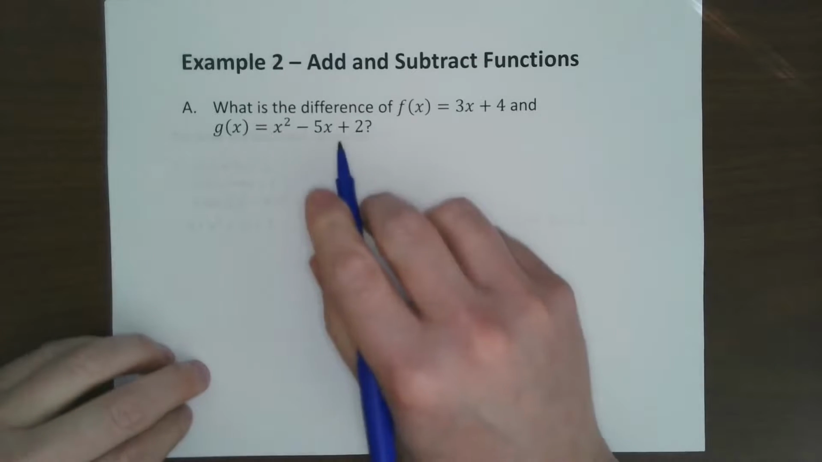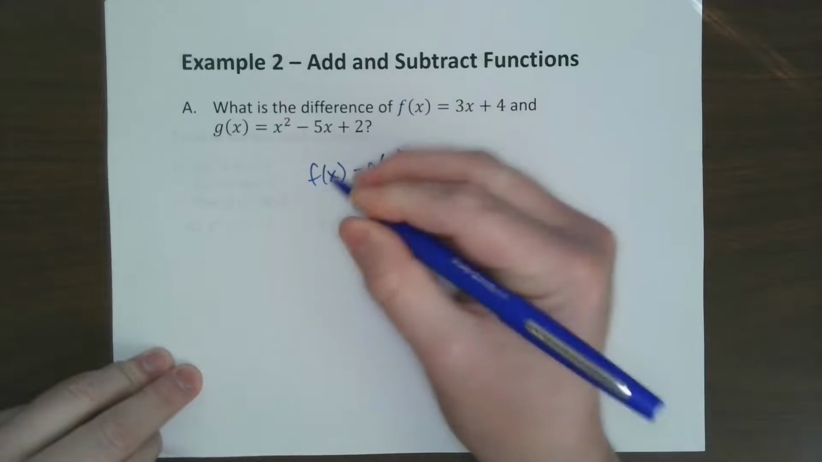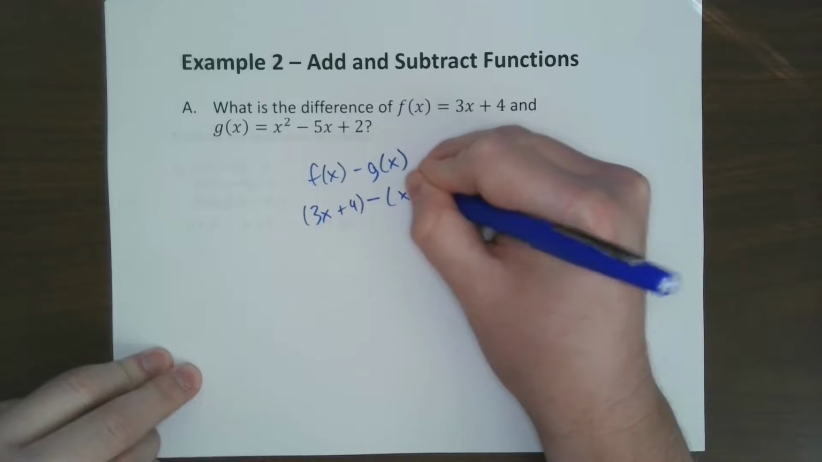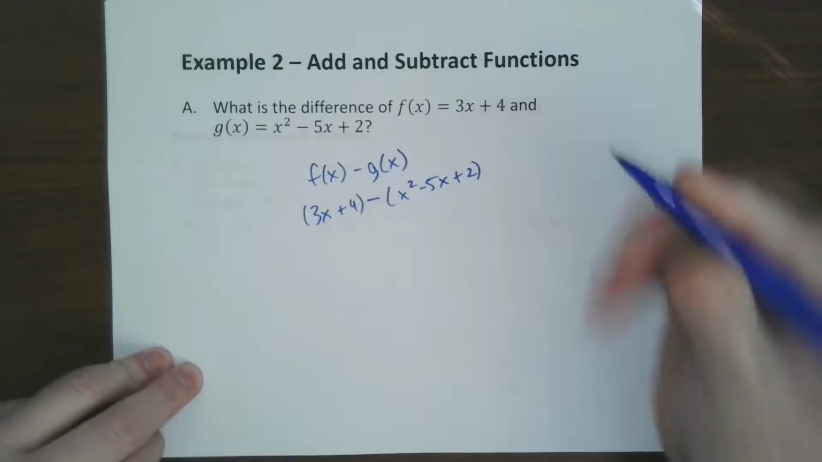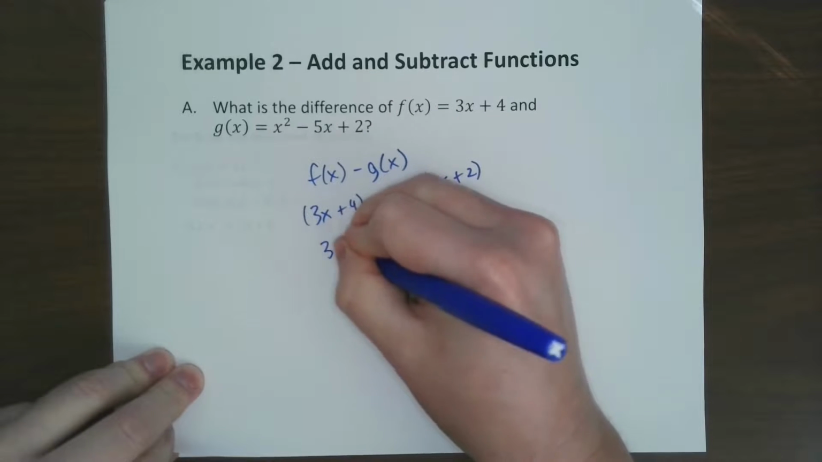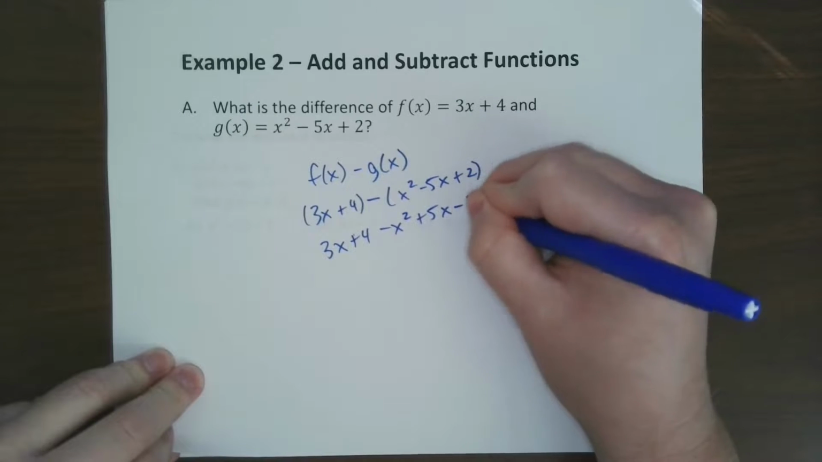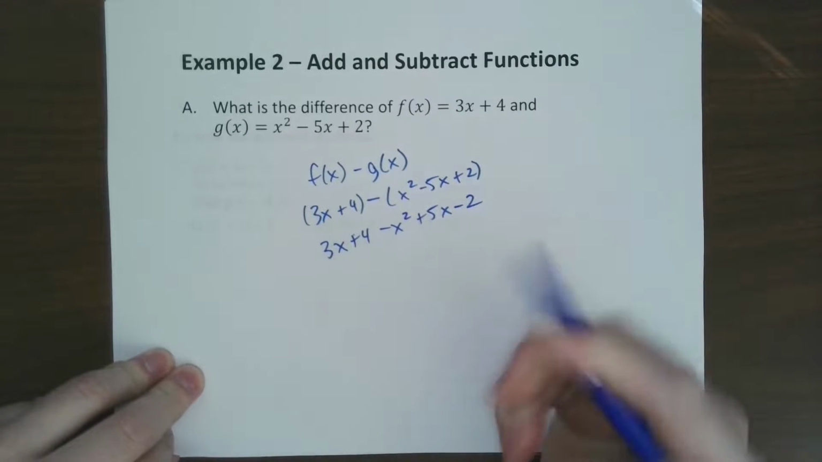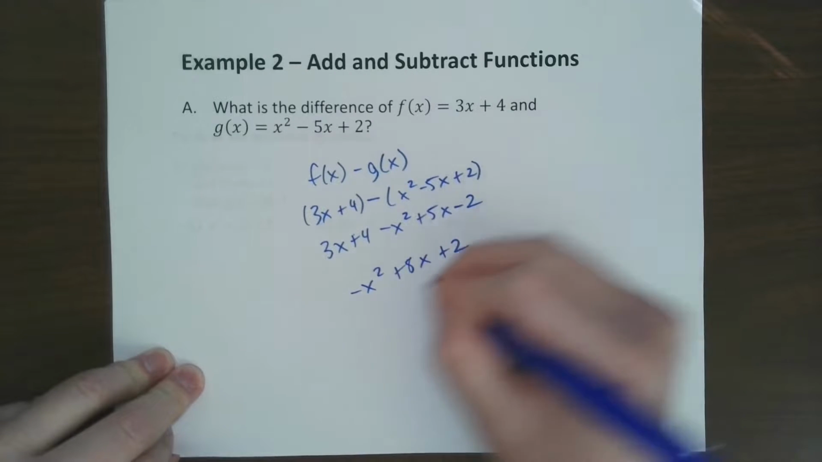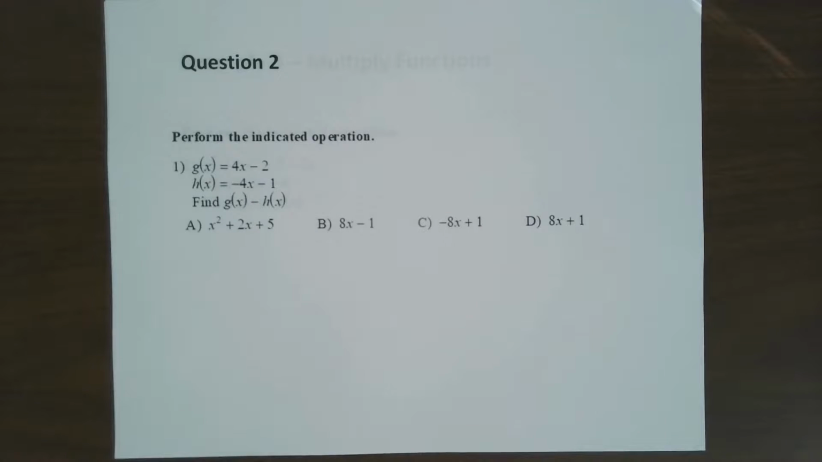Same with subtraction. The difference, basically they're saying what is f of x minus g of x? So we go 3x plus 4 minus x squared minus 5x plus 2. If you notice, I did parentheses this time, and that's because of the minus, because we have to change all the signs in the second one in order to get it correct. So now we're going to go negative x squared plus 8x plus 2, and that will be your answer. Go ahead and try this one.